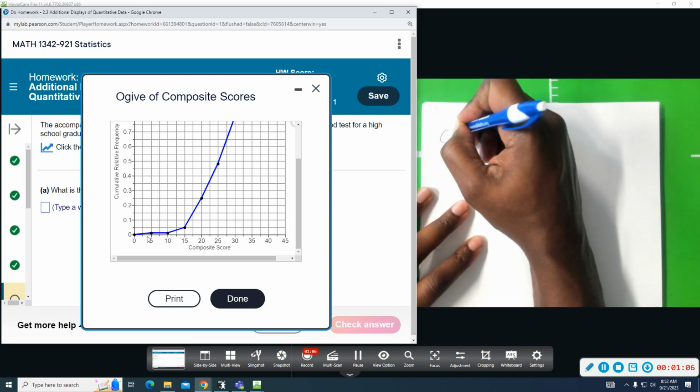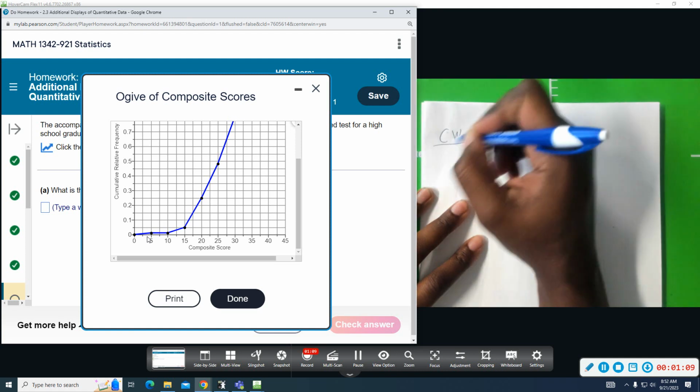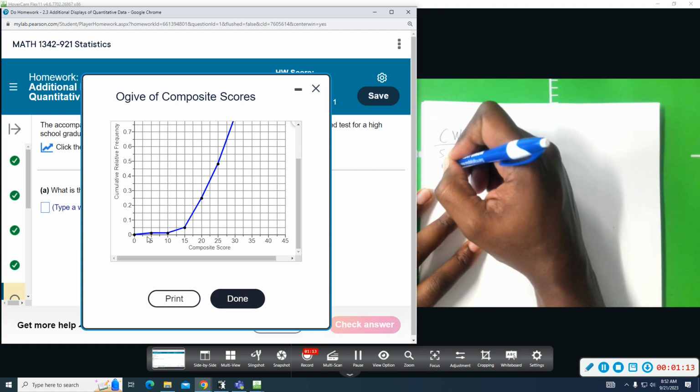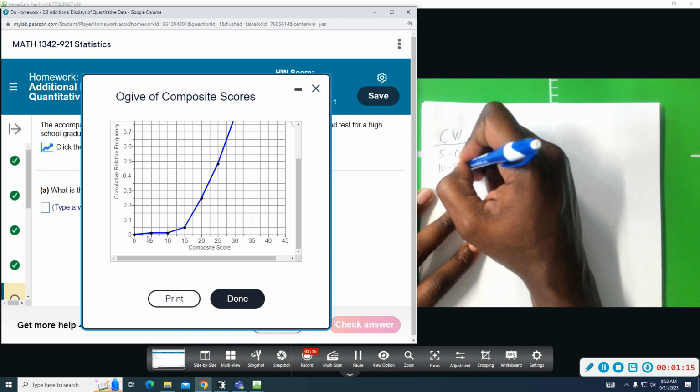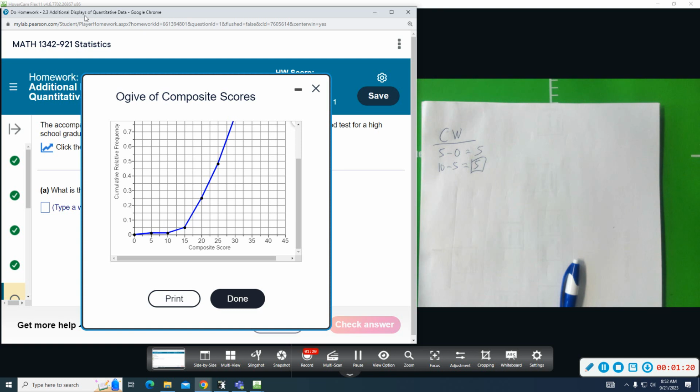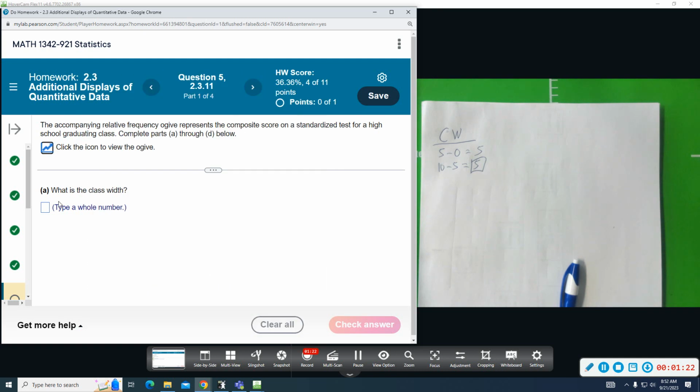So I'm just going to say CW, and we're just going to say 5 minus 0. And just to confirm it, if you do 10 minus 5, the next two, you still get 5. So 5 is the number that we can compute and get our class width.